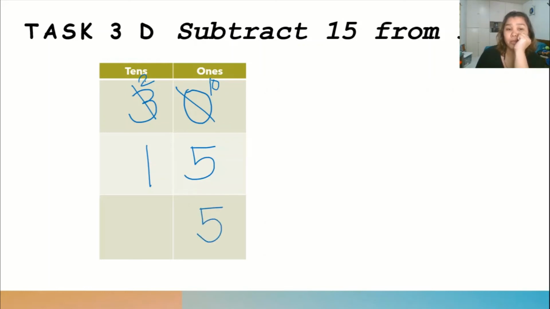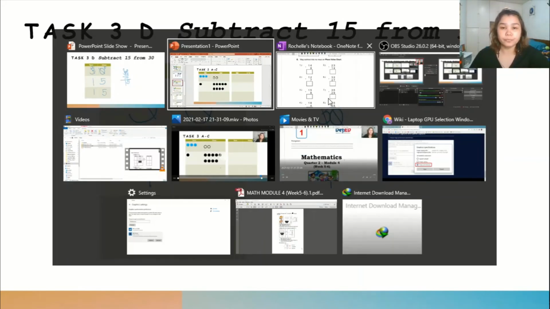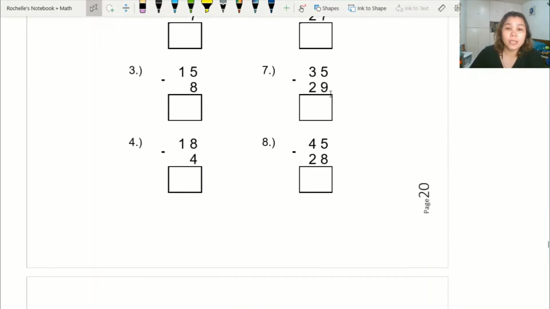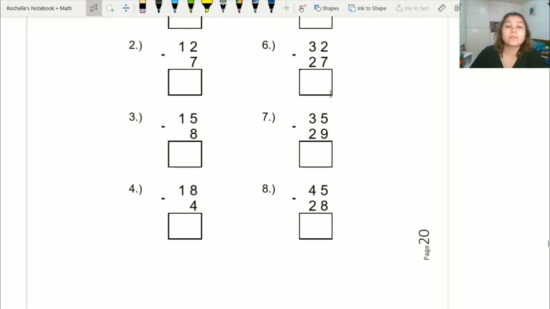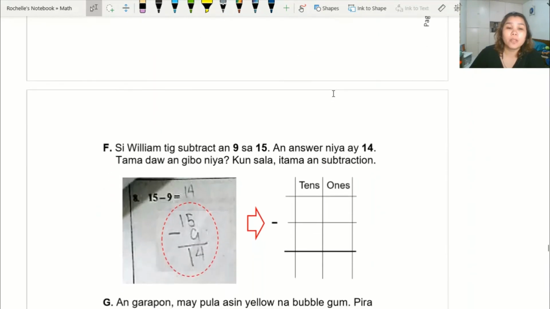Now we have a subtrahend in the tens. So, 2 minus 1 is 1. So simply, 30 minus 15. 0 minus 5, no. So, we borrow from 3. This becomes 2. This becomes 10. So 10 minus 5 is 5. Then 2 minus 1 is 1. So that is what you have to do with part E, from number 1 until number 8. To be sure of your answers, pause, and then proceed when you're done until number 8.